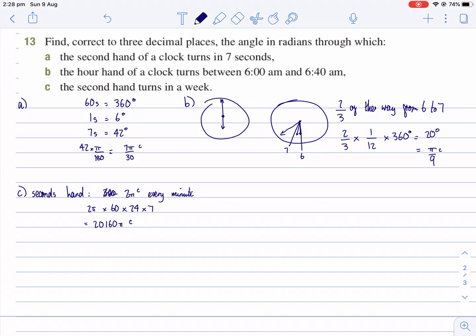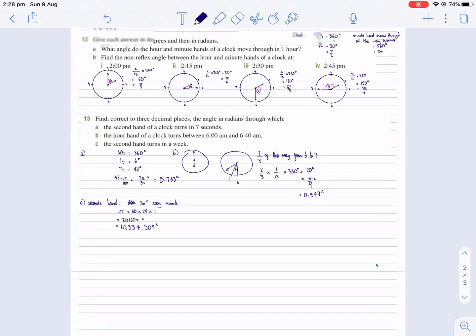To 3 decimal places. Don't tell me I have to actually do this. So 7 pi on 30 is 0.733 radians. Pi on 9 is 0.349 radians. 20,160 pi is 63,334.508 radians. That question is the worst.